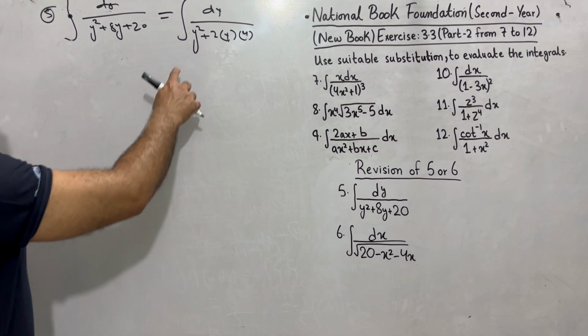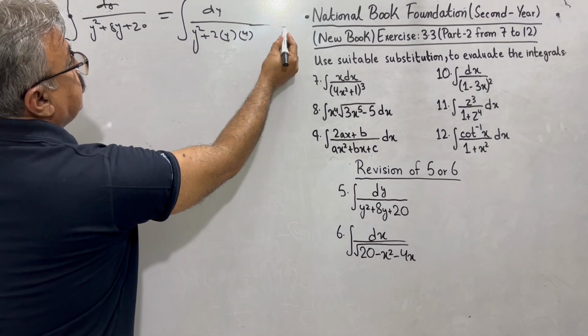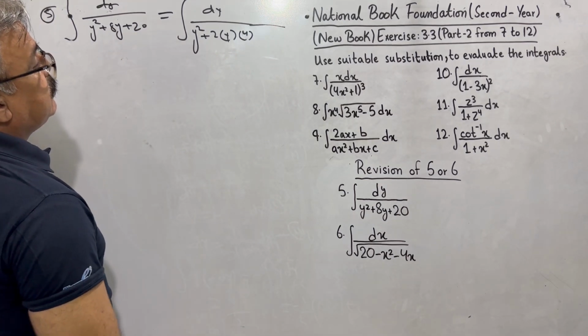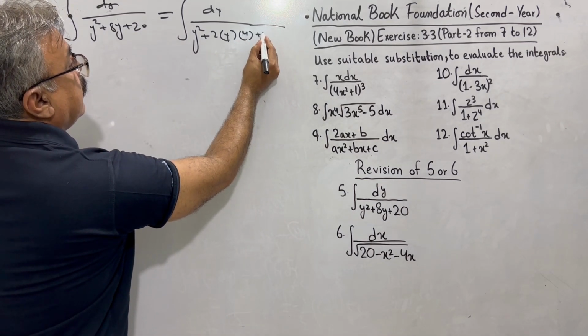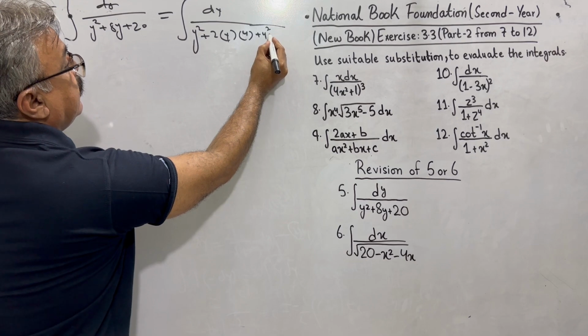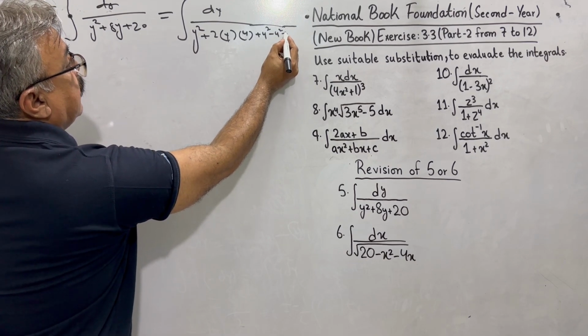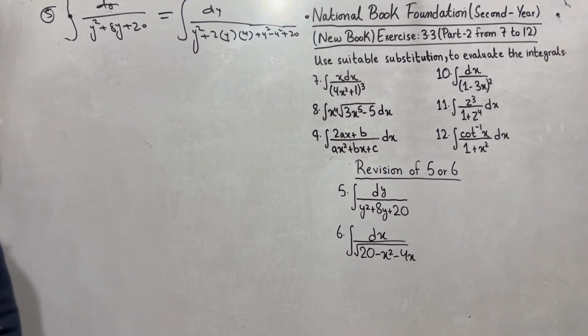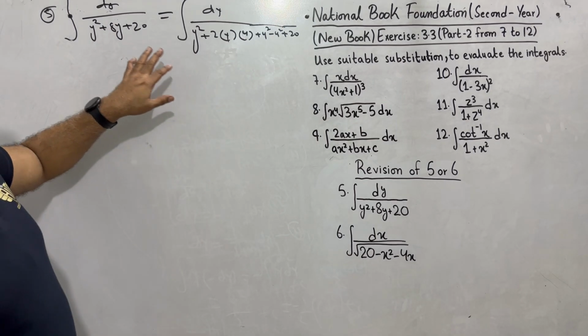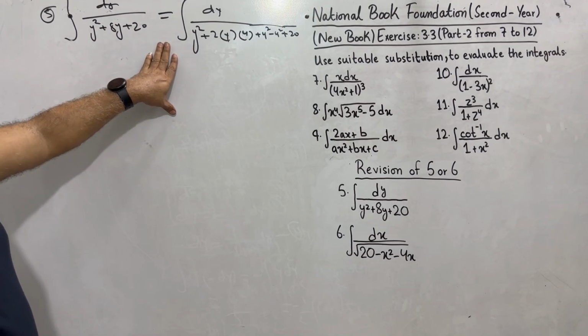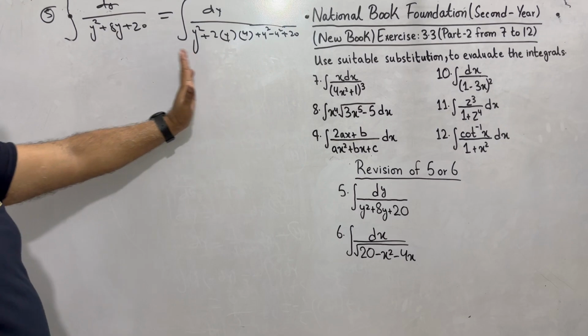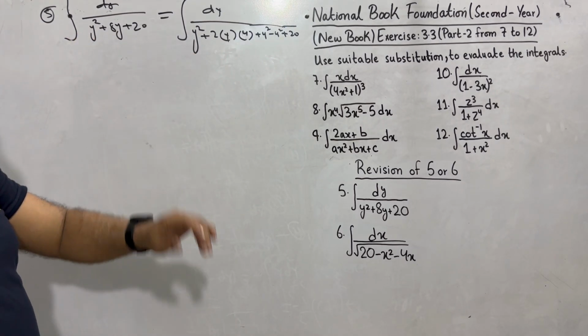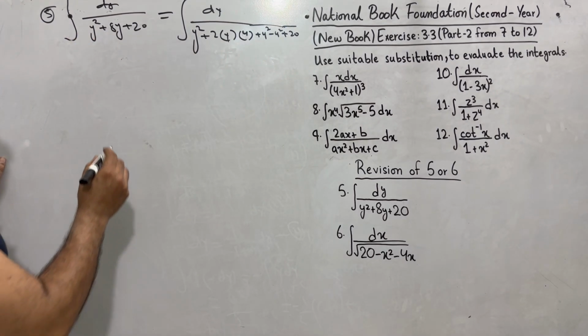Okay. y square plus 2 times y times 4, plus 16. There's 20. We can write 4 square, add as well as subtract, keeping the 20 intact. Or you can split 20 as 16 plus 4. 16 is taken for the perfect square, 4 is outside.